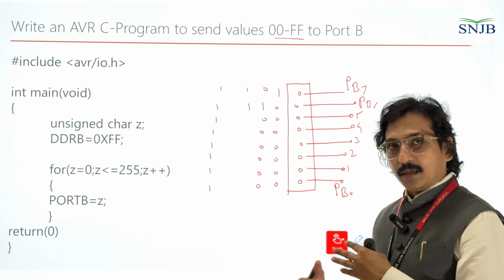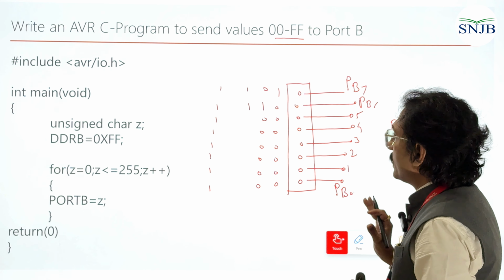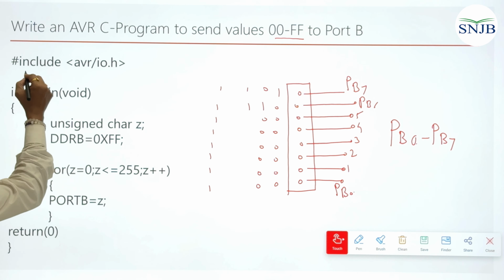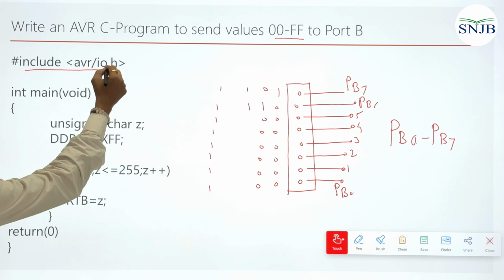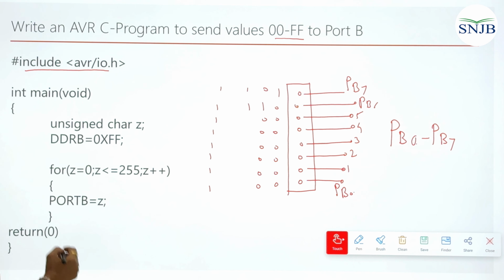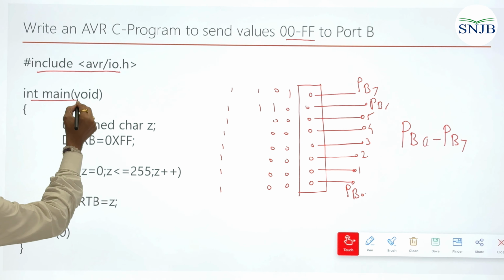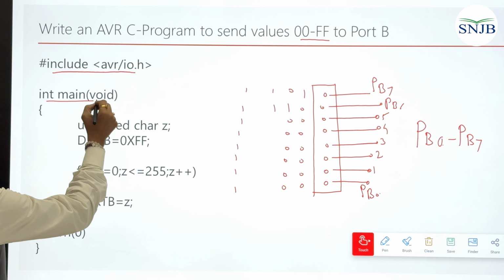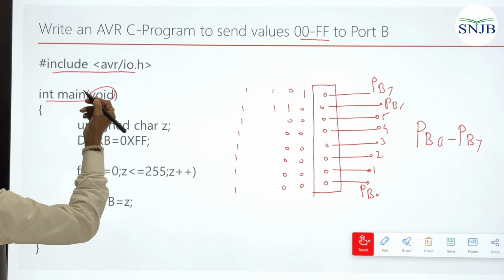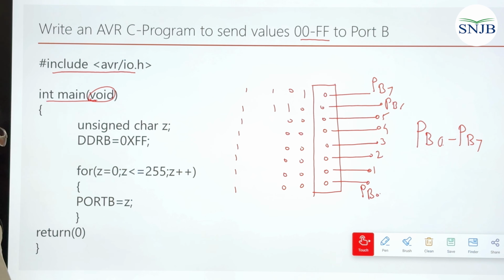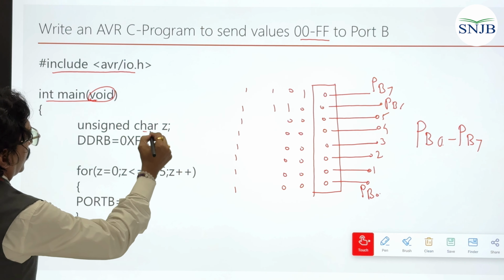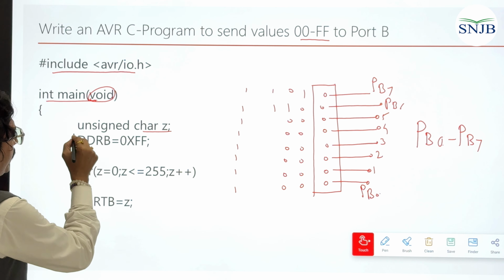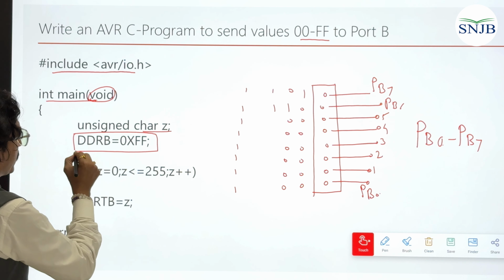But when you are writing something in the language, this is the syntax. In the syntax, what is expected? We have to include one file, that is the avr/io.h header file. Then, as I mentioned, int main. Here you can use void or you cannot, it is up to you. Then unsigned char Z. So one type is mentioned, unsigned char, and one new word you can see over here.